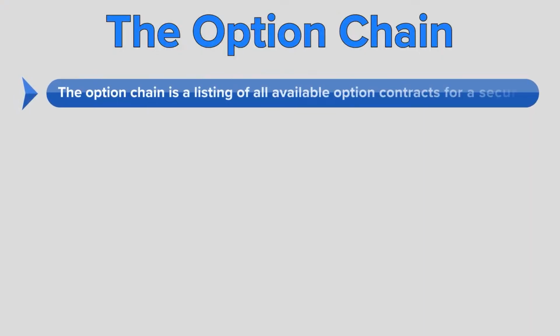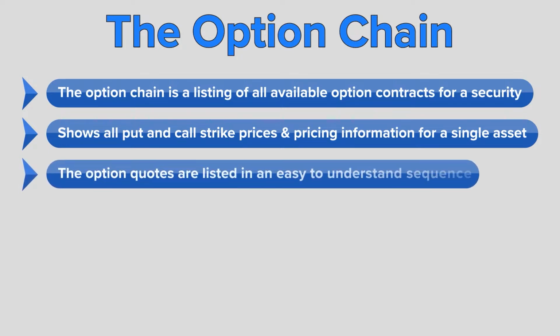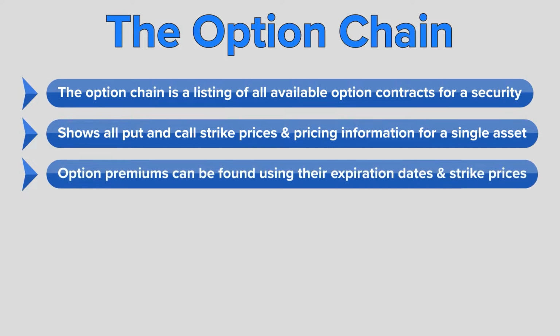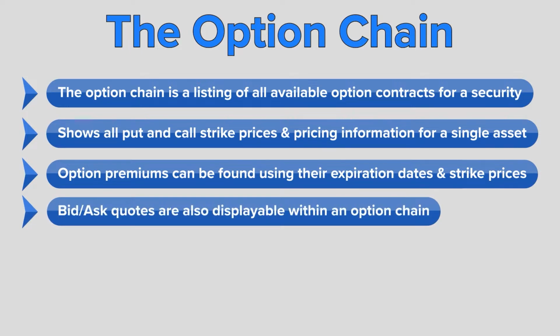So let's break down an option chain. An option chain, which is also known as an option matrix, is a listing of all available option contracts, both puts and calls, for a given security. It shows all put and call strike prices and pricing information for a single underlying asset within a given expiration period. The option quotes are listed in an easy to understand sequence. Traders can find an option premium by following the corresponding expiration dates and strike prices. Depending on the presentation of the data, bid-ask quotes or mid quotes are also displayable within an option chain.